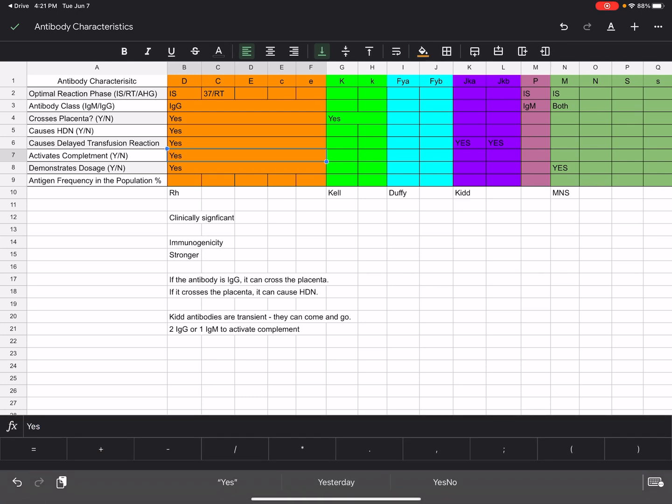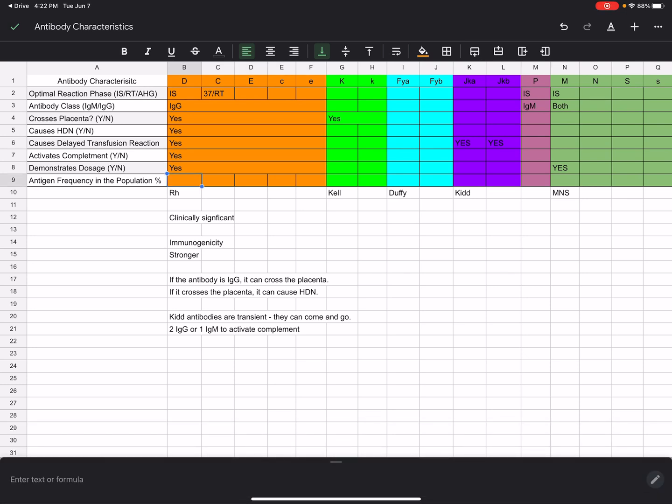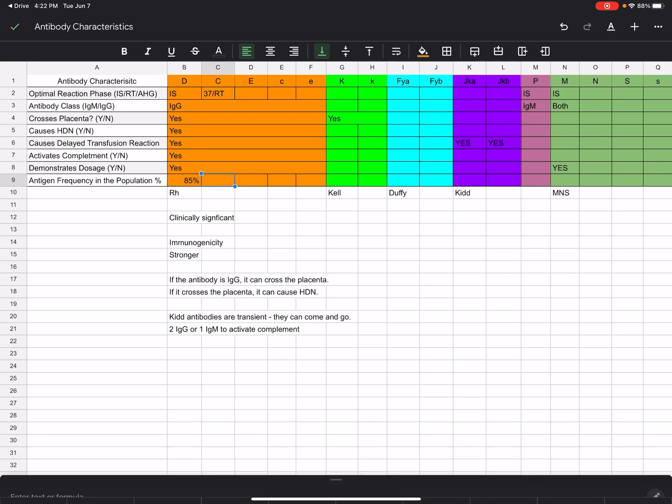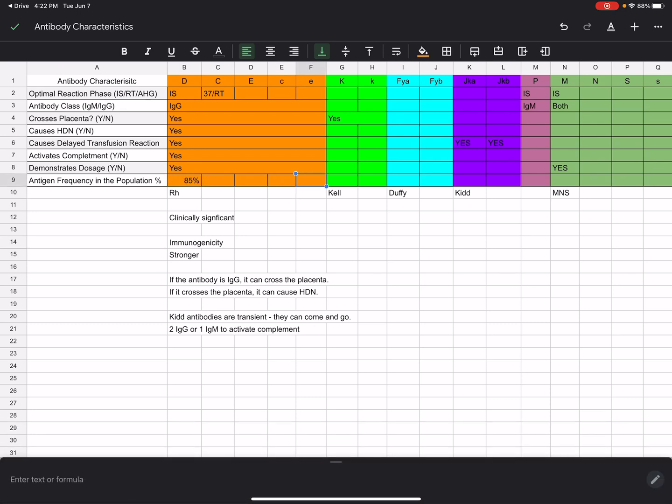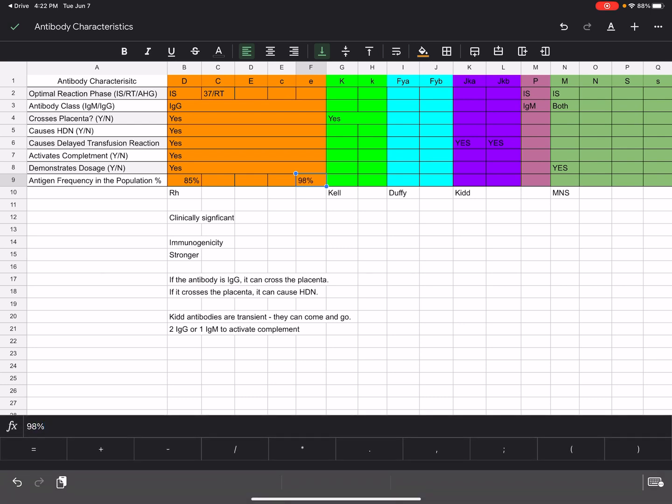So I am going to leave blank your antigen frequency in the population, but remember that Rh was 85%. Little e is 98%. Go and get your percentages for the other ones from your book, and we'll talk about that. So we're going to stop this piece right here, and we will come back as we move into Kell later on and talk about completing this chart. But this is really important for you to have because it'll help you understand which antibody's doing what and how they're reacting in the situation.